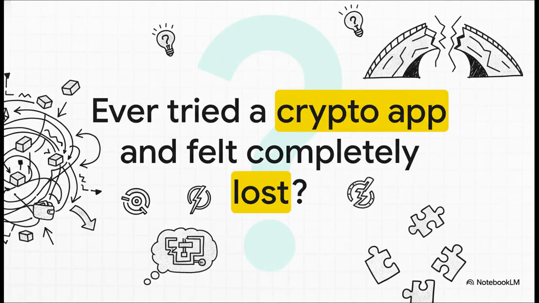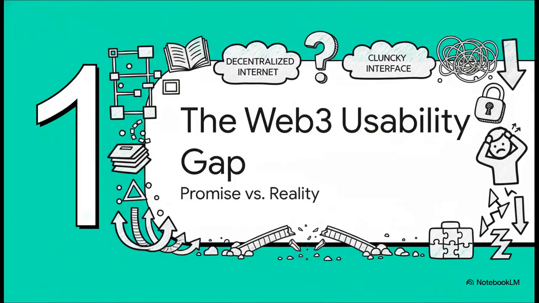Okay, be honest. Have you ever opened a crypto app and just felt completely and totally lost? Yeah, you are definitely not alone. That feeling, being totally overwhelmed by jargon and all these weird, confusing steps, that's one of the biggest roadblocks holding Web3 back from, well, everyone. And this right here, this is what designers call the Web3 usability gap. Think of it like this giant canyon between the incredible promise of a decentralized web and the clunky, intimidating reality most of us face when we actually try to use it.